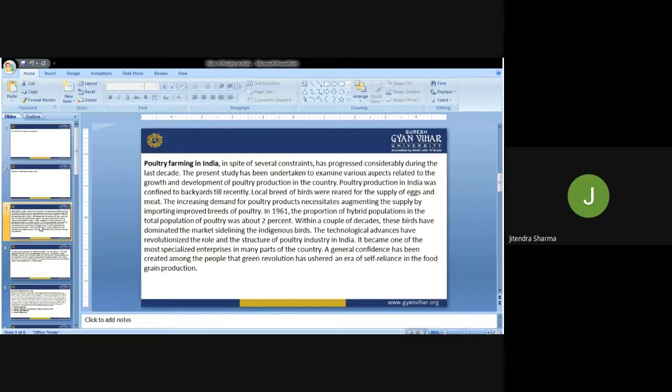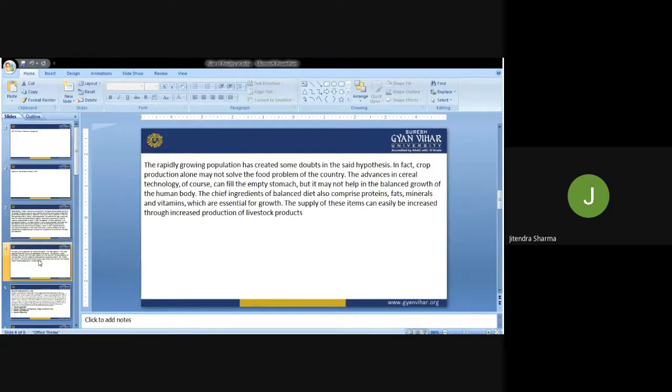Technological advances have revolutionized the role and structure of the poultry industry in India. It became one of the most specialized enterprises in many parts of the country. A general confidence has been created among the people that the green revolution has ushered in an era of self-reliance in food grain production. Because through poultry farming, we have a huge opportunity to uplift the poor nutritional status of the mass of the population, because of the high protein content in the egg and the meat.